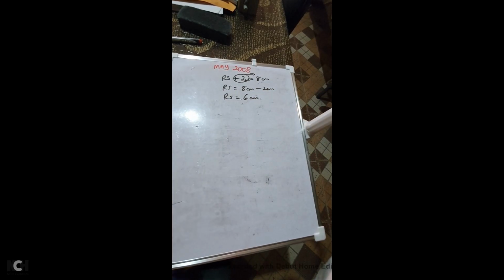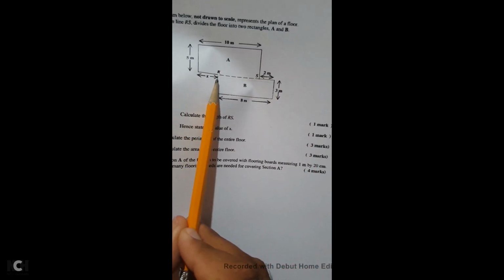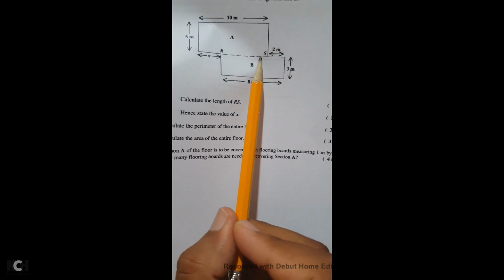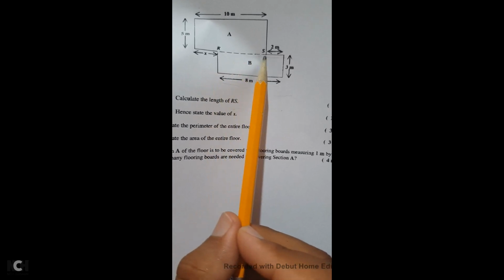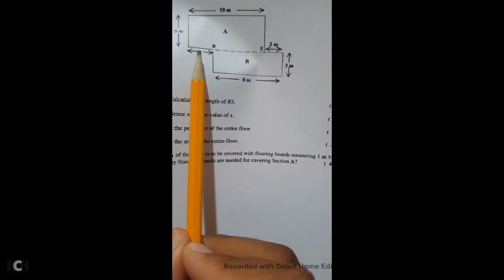And if you look closely, you would see that from here, 6 plus 2 will give us this 8 here. So that means RS has to be 6. And now that we know RS is 6, and this top here is 10, to find X, it will just be 10 take away 6, and we get the value of X is 4. So let's see.